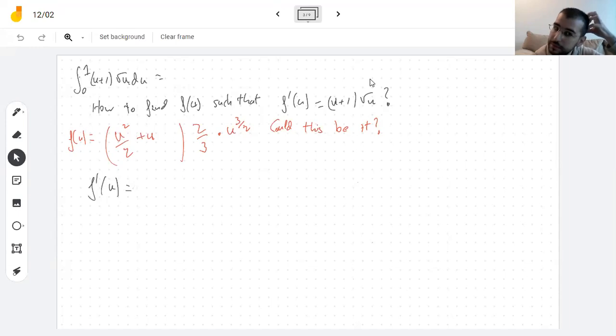First, you take the power rule of u squared over 2, so that would be 2u over 2, and the 2's cancel, so it'd just be u. And the derivative of u is 1. And then 2/3 times 3/2 is 1 times, and then 3/2 minus 1 is 1/2.